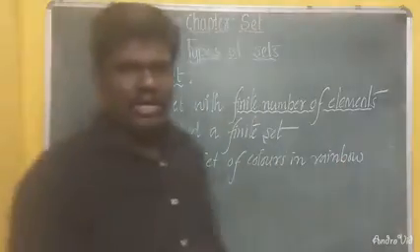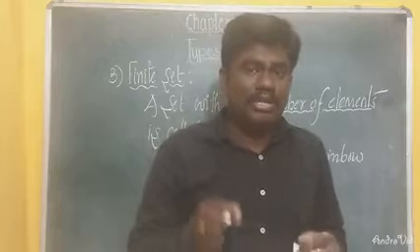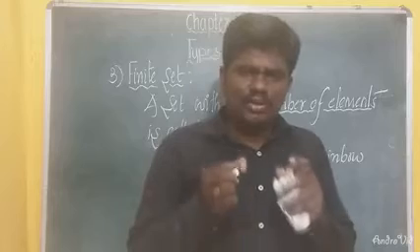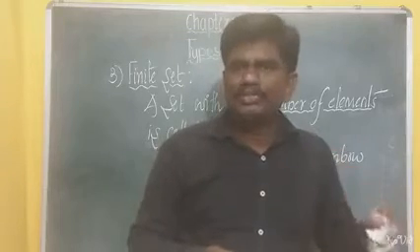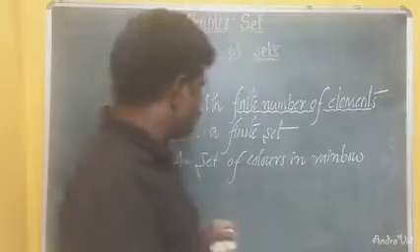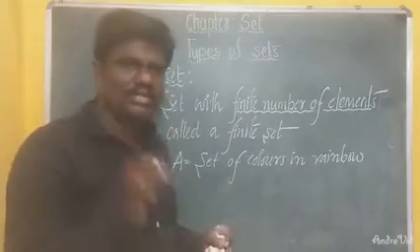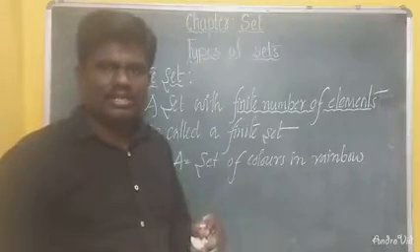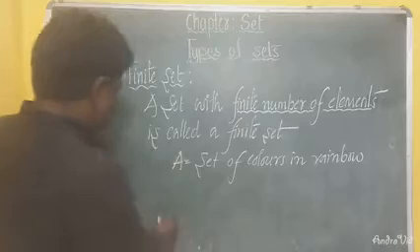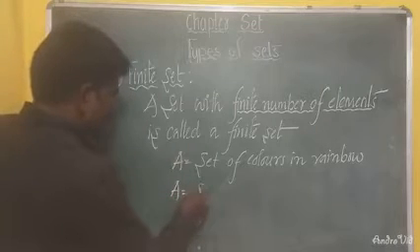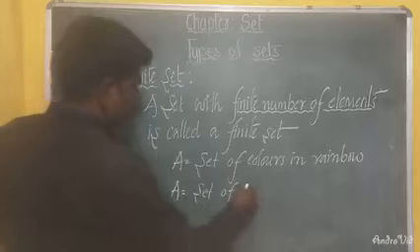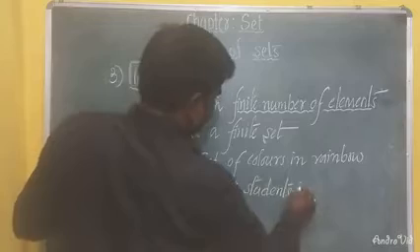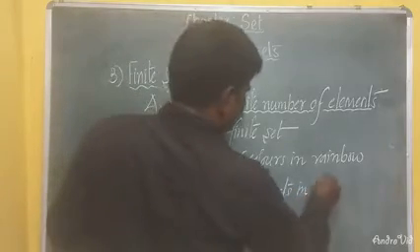Now this is a finite set. Why? Because you know how many colors there are in a rainbow. There is nothing hidden from you, so you know very specifically the number of colors in the rainbow. That is why it is called a finite set. Now, another example: the set of students in a classroom.